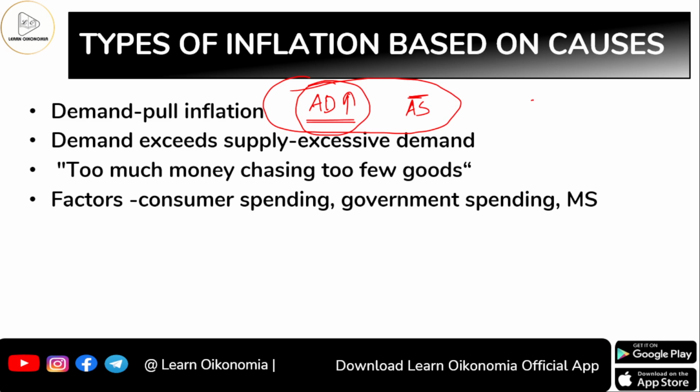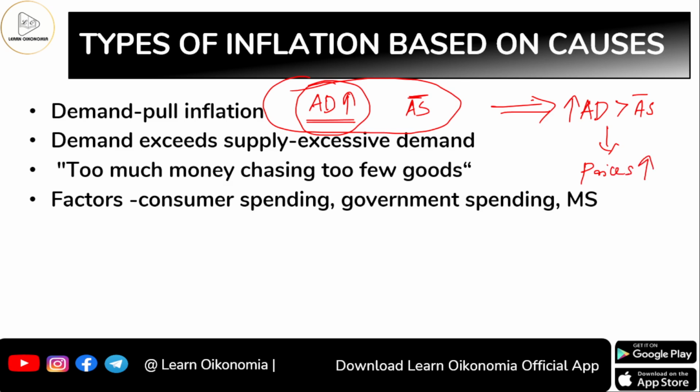Here it automatically implies that aggregate demand would be greater than the constant aggregate supply, because aggregate demand is rising. That's why this happens. Now what would be the implication of this on prices? Here the prices would be increasing. Okay. So here what is happening?